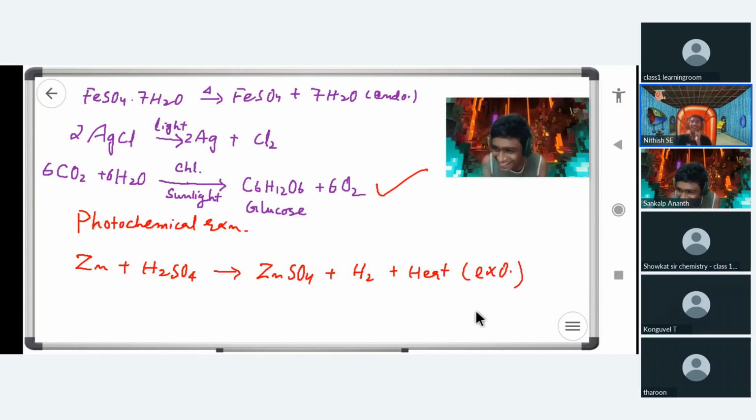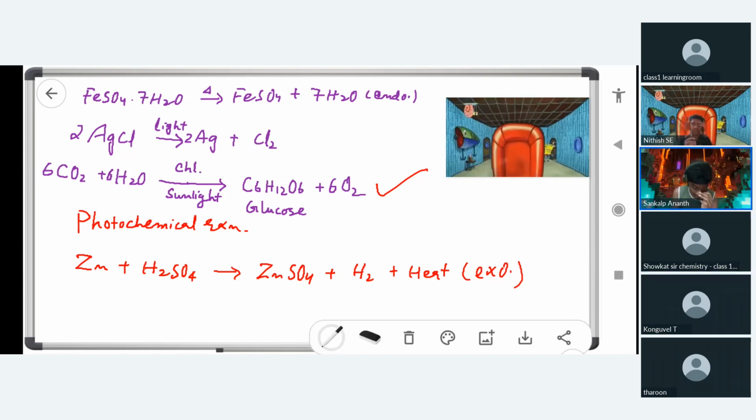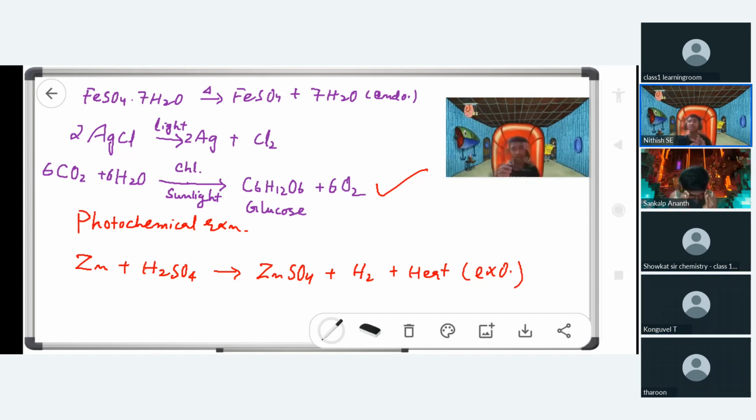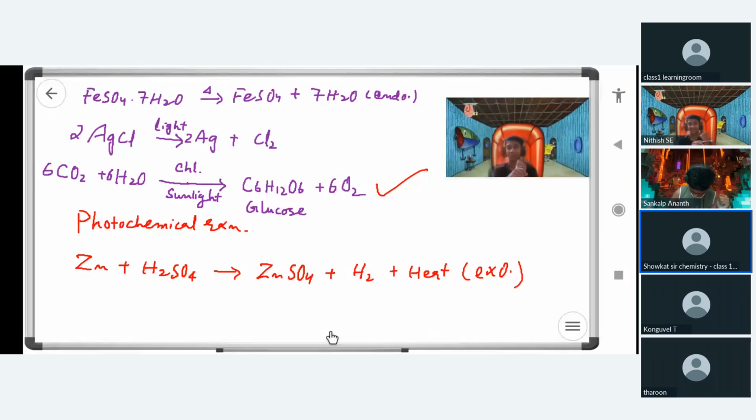You have to remember that whenever any metal reacts with an acid, heat energy is evolved. So that means that reaction is exothermic. For example, if I'm reacting magnesium metal with hydrochloric acid, HCl, what will be the product?